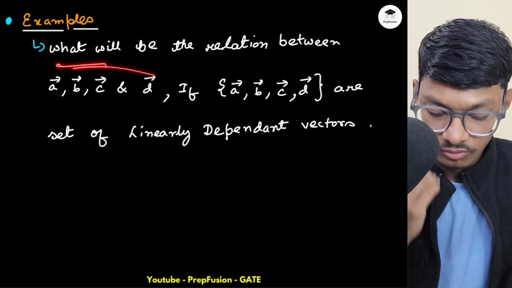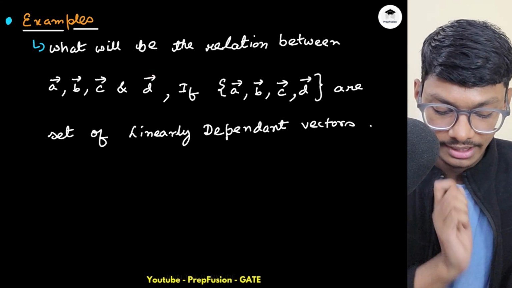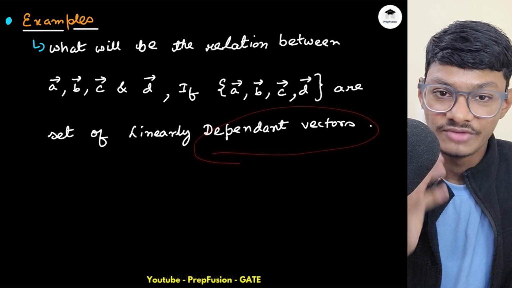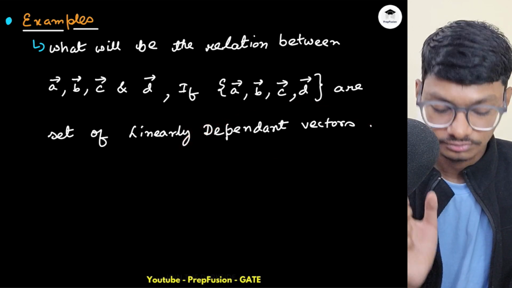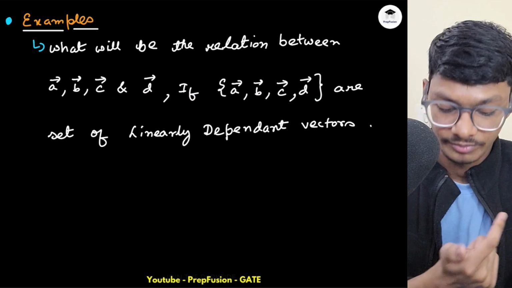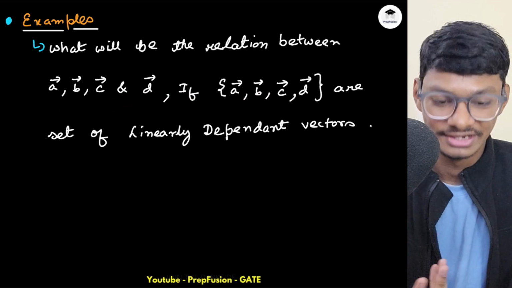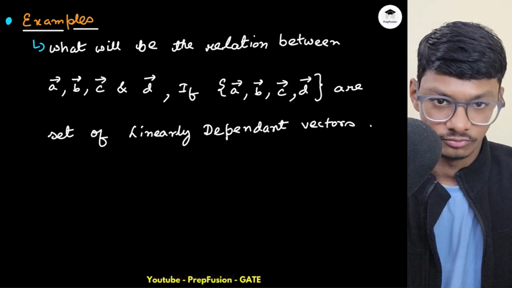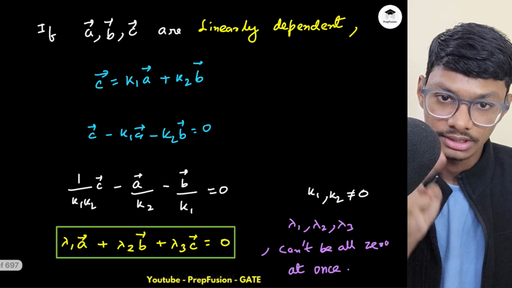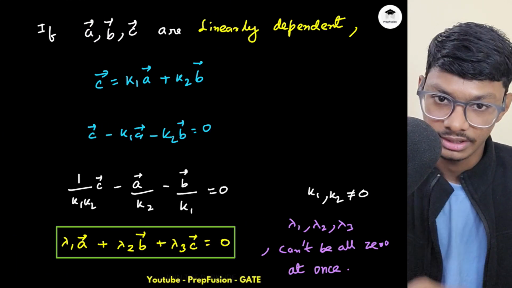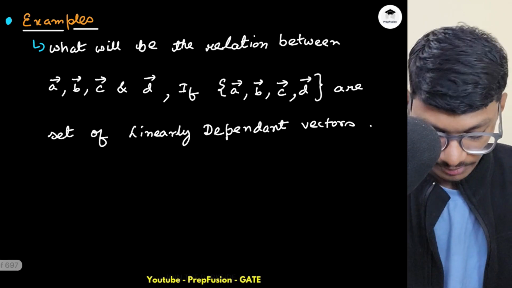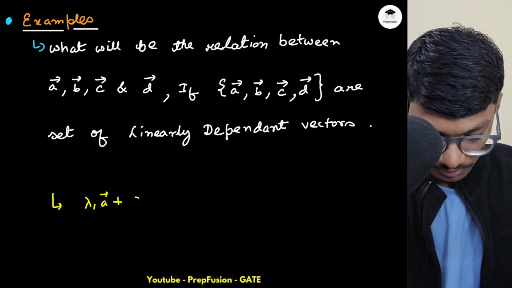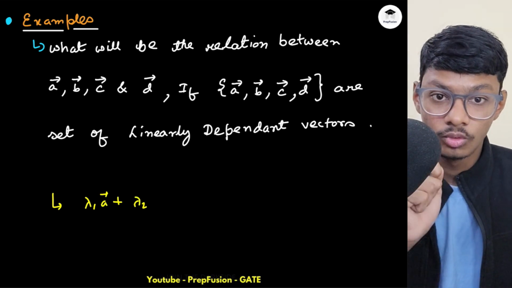It is asking us what will be the relation between a b c and d if a b c d are a set of linearly dependent vectors. Again we are coming back to the relationship thing. We have just learned this, right? If three vectors are linearly dependent, it can be written in this format. So if four vectors are linearly dependent, it can be written in this format. So it can be written lambda 1 A plus lambda 2. Basically they are collinear.